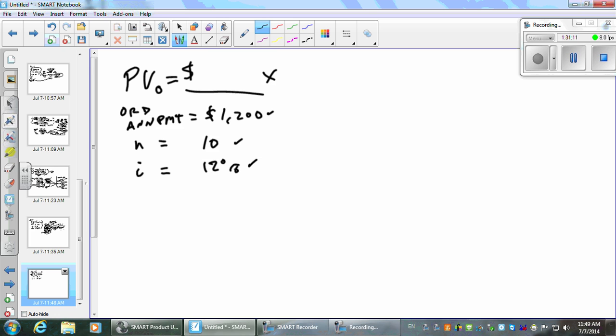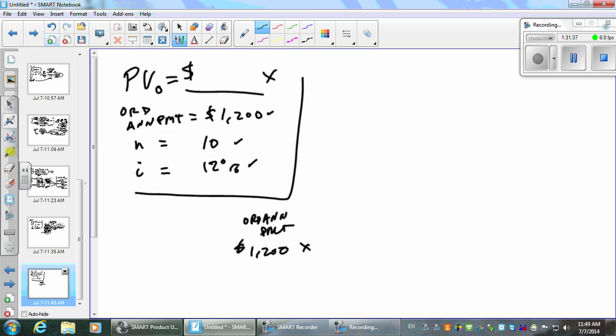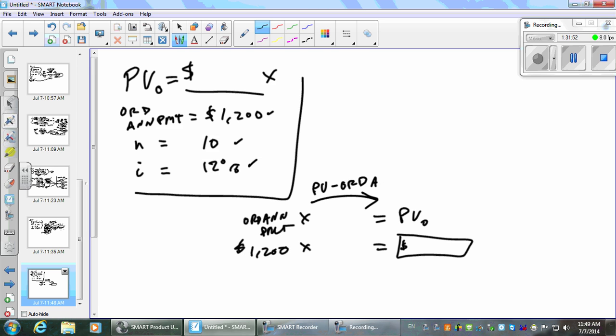Now the way you set it up, whether you use the tables or your calculator, it pays to set it up this way. Because if you use the calculator, you're just going blind. Instead you do it like this. My ordinary annuity payment is $1,200, and I want to know the present value. That's what I'm calculating. I'm going to use a present value of an ordinary annuity factor, or use your calculator, it's just fine.